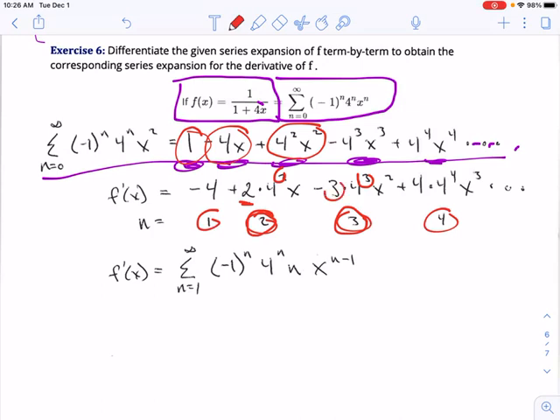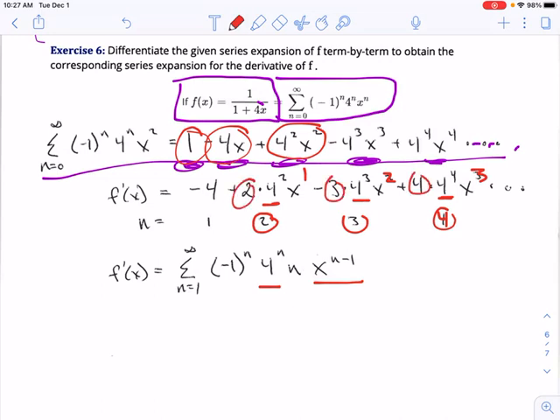Doing it that way, I have a 4 to the n power. So here's a 4 to the n power, 4 to the n power, 4 to the n power. I have an x to the n minus 1 power, because if this is n equals 2, I have 1 here, for 3, I have 2, for 4, I have 3. And then I have an n. For n is 2, I've got a 2, for 3, I've got a 3, for 4, I've got a 4.